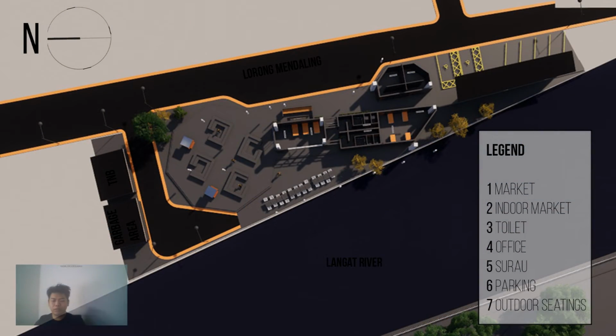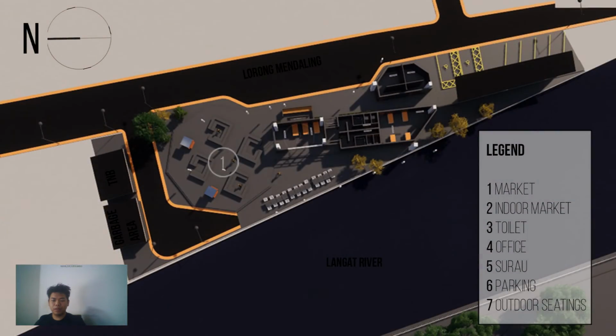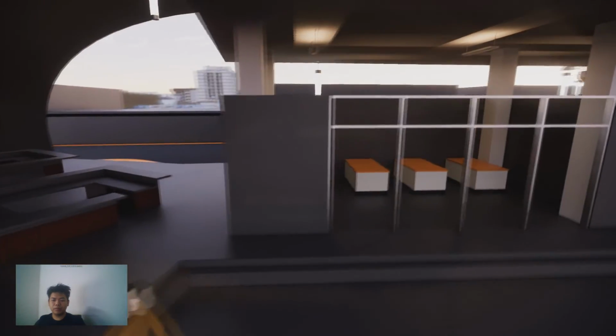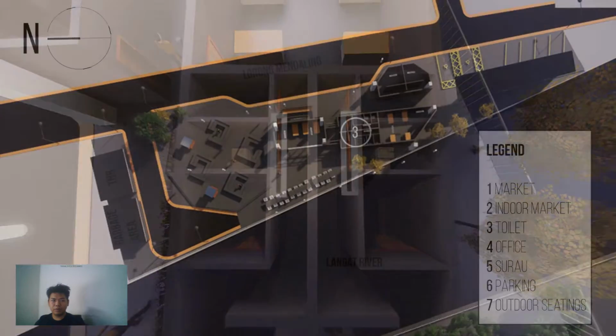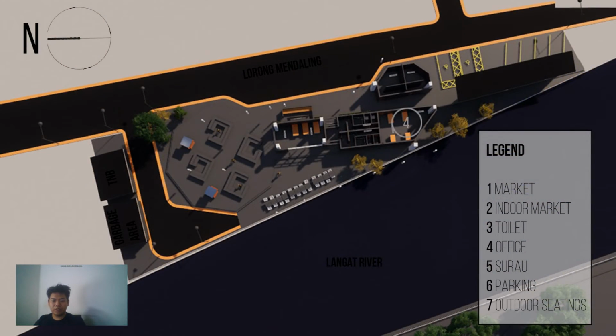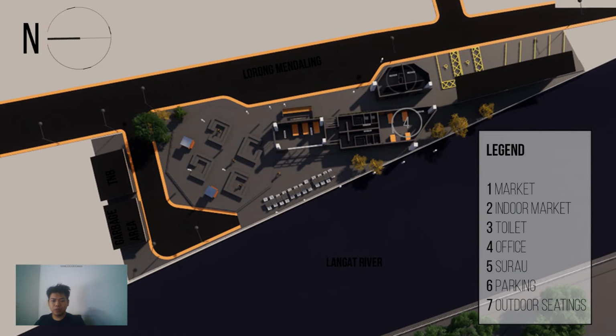This is my final drawing for the floor plan of my building. The market, where all of them gather around and buy their things. Indoor market, mostly for the food and dry products. Toilet. Office is for the workers, for them to have a station.